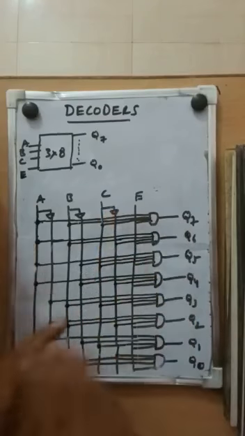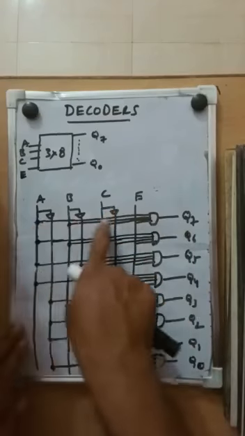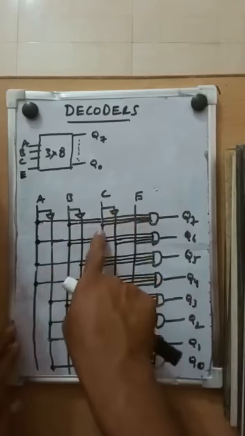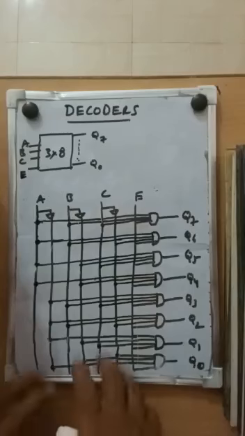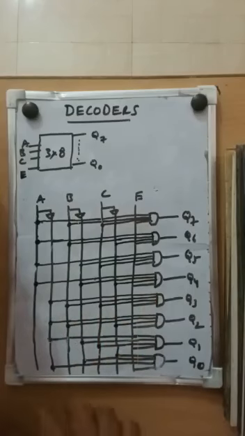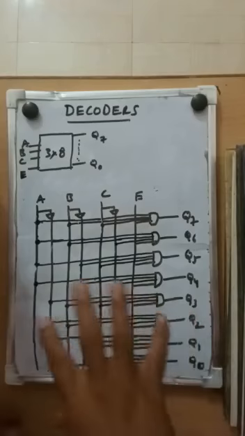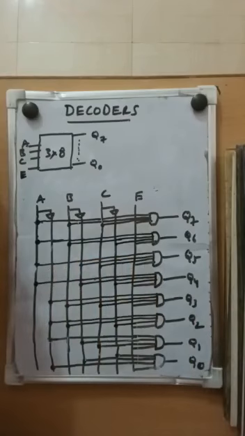Next, Q7 means all are 1. So A is directly connected to this, B is directly connected to this, and C is connected to this. So this is how we can draw the total circuit using AND gates.